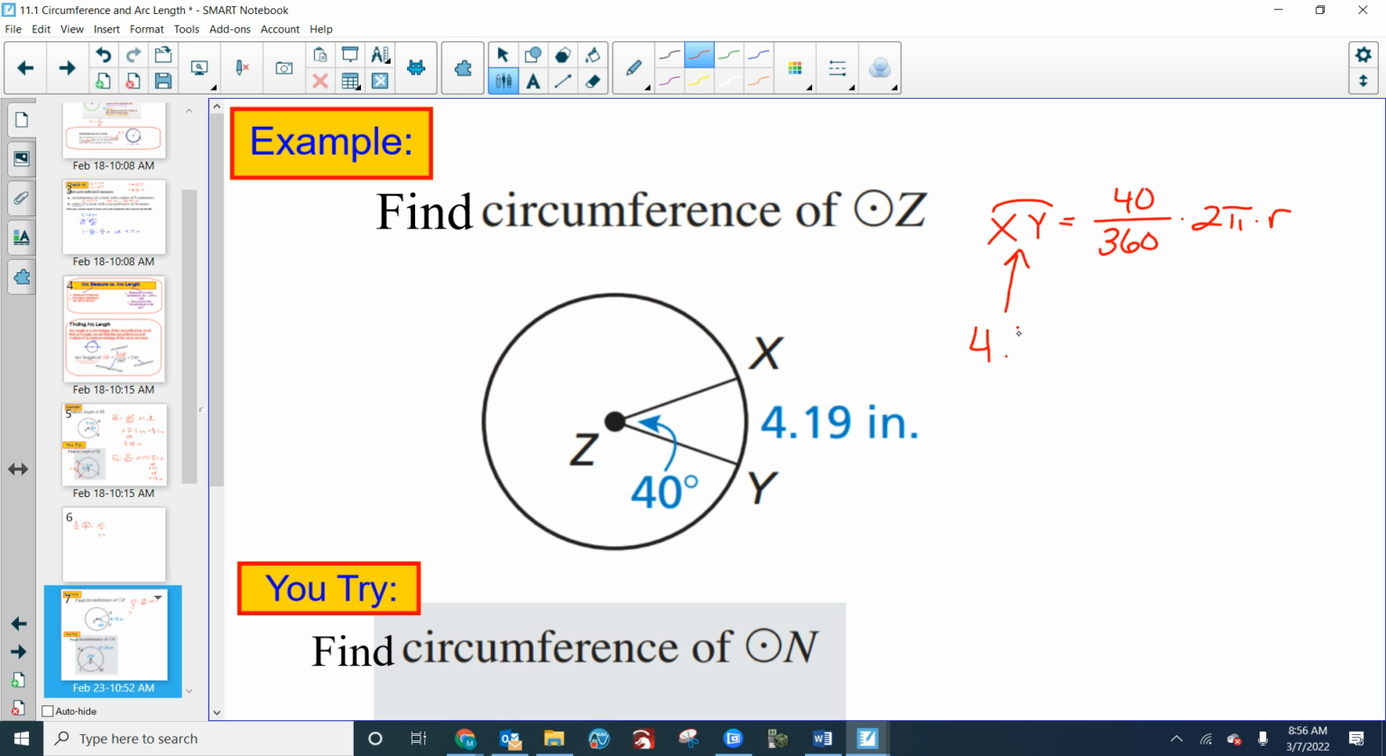So 4.19 equals, and I'm going to go ahead and take this minute and reduce. What's 40 over 360? 1 over 9 times 2 pi r. What am I trying to get? What am I trying to solve for? I'll accept 2 different answers here.